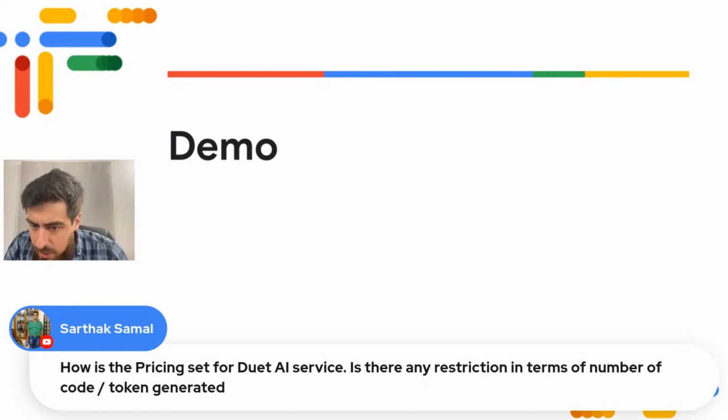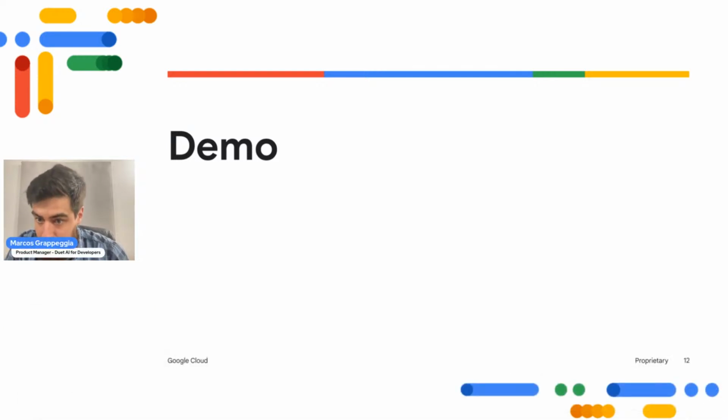Could these be integrated? Sebastian now has a question. Actually, Sartak had a follow-up question, which is about restrictions in terms of the numbers of code and tokens generated. There are restrictions, but based on experience, none of them should be hit in regular day-to-day development. We do have QPS restrictions to ensure that there's no abuse of Duet. But based on our experience, we never saw a developer hitting those.